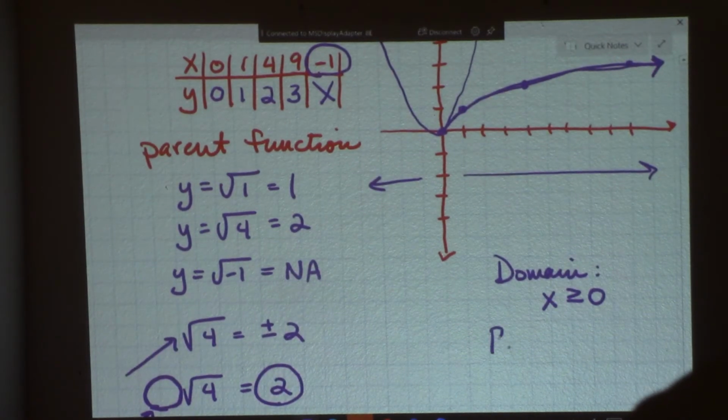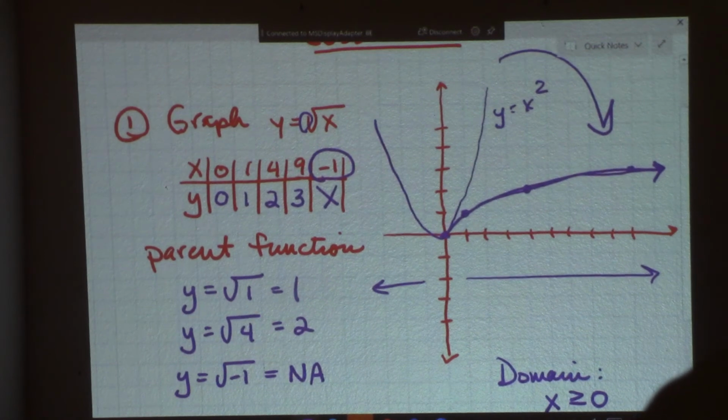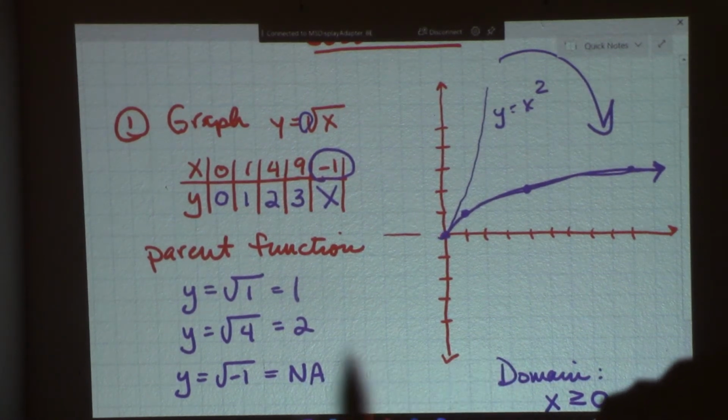Okay, now the range is going up and down. So let's talk about that. I'm going to erase some of this so that we can see it better.